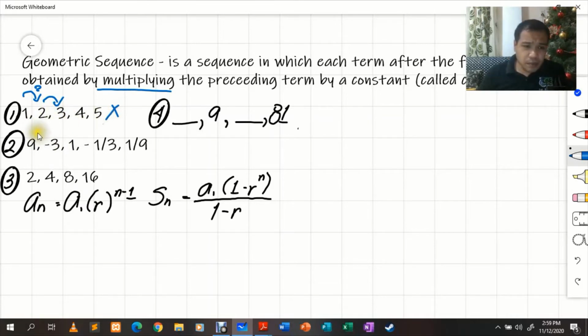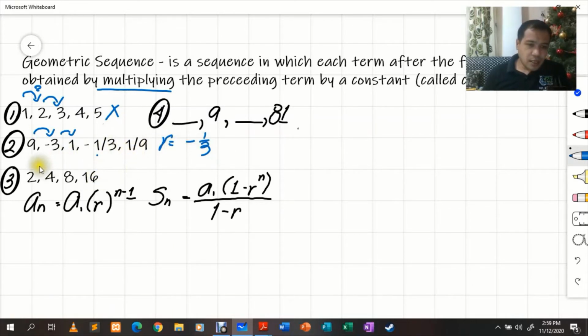For example number 2, 9 para maging negative 3, so mag-multiply tayo sa kanya ng negative 1/3. Negative 3 para maging 1, negative 1/3 din. And negative 1 times negative 1/3 is negative 1/3, and negative 1/3 times negative 1/3 is positive 1/9. So, dito, ang common ratio natin is negative 1/3. And yes, this is an example of a geometric sequence.